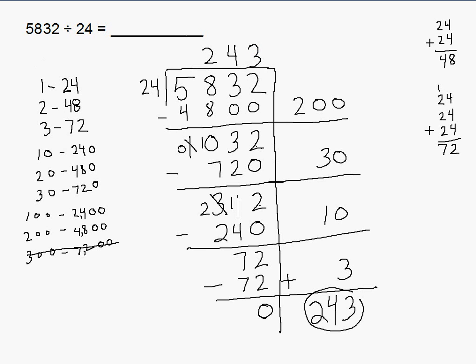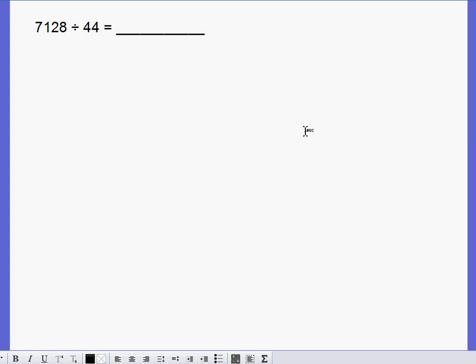And we'll work one more problem. All right, this one we have 7,128. And that's not the problem I want up. Hold on just a second while I change that. All right, that's better. 7,128 divided by 44.